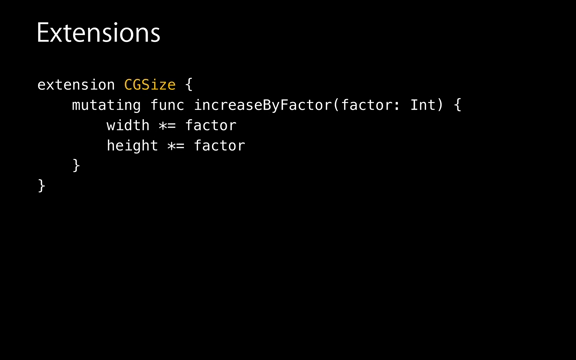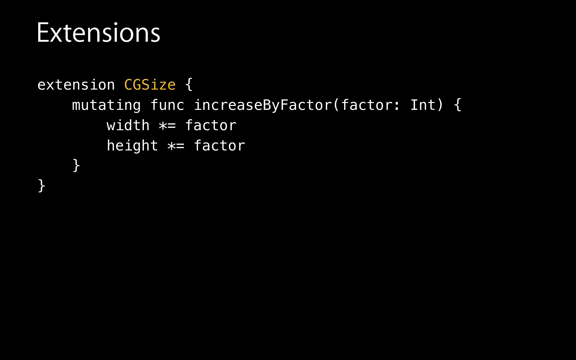That's from Core Graphics. It's a structure defined in C to add the same increase by factor. When I've done that, it's available anywhere in my Swift code from this extension. So that's extending a named type. I want to see what else I can do with this.